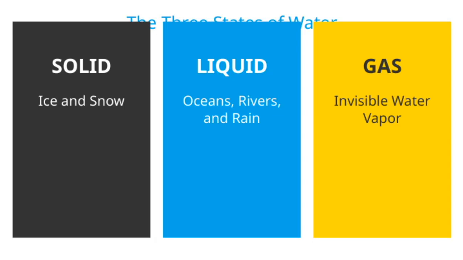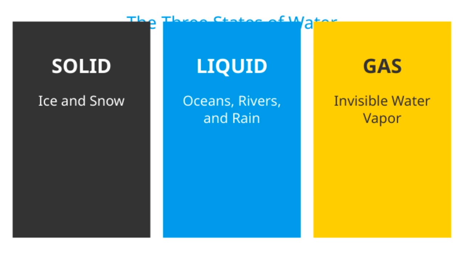Let's talk about invisible water vapor, which is a gas. You can't see it with the naked eye, but it's always present in the atmosphere. Water vapor in the air originates mainly from oceans, rivers, and rainfall. These bodies of water constantly evaporate, turning liquid water into vapor that rises into the sky.